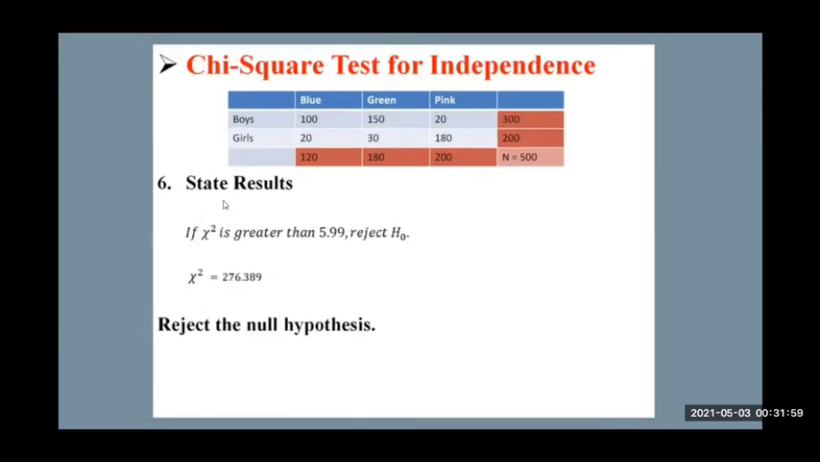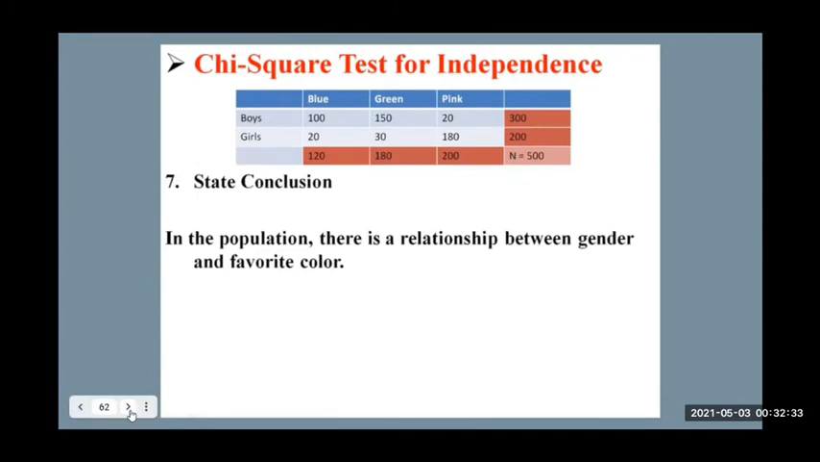Now let's state the result. If the chi-square test for independence is greater than 5.99, reject the null hypothesis. Our value is 276.389, so that means it is rejected because our rule is to reject if it is greater than 5.99, and it is much greater. So it will be rejected. State conclusion: in the population, there is a relationship between gender and favorite color.